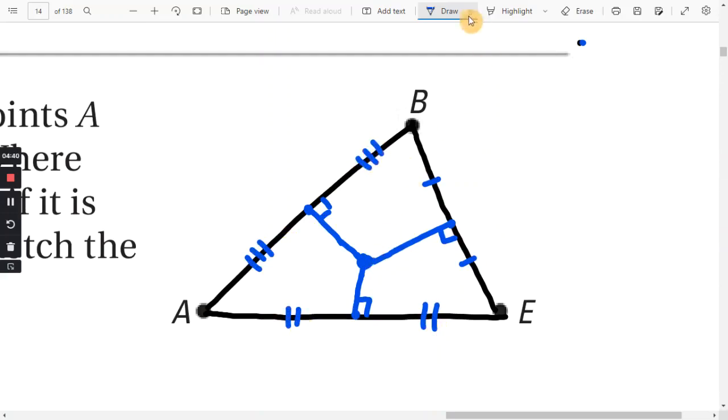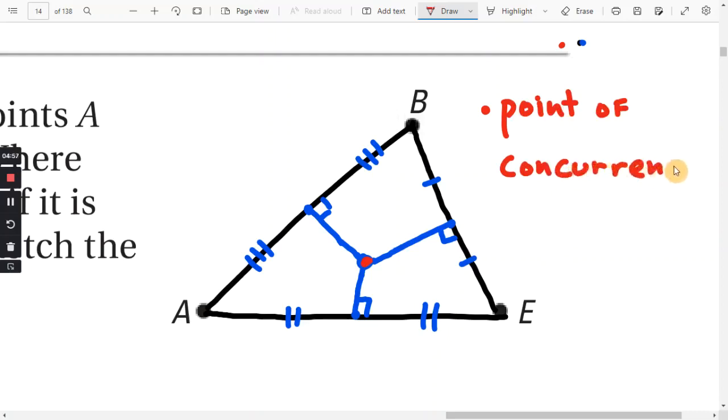So that point right there in the center, that's your point of concurrency. That point in red is the point of concurrency. And that is the same distance to point A, to point E, and to point B. Same distance.